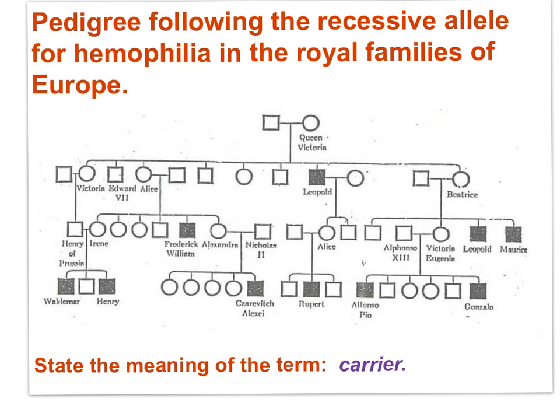Here is the pedigree following the recessive allele for hemophilia in the royal families of Europe. This is an actual pedigree. Males are squares, females are circles, and notice the high frequency of males with hemophilia. This is a clue that the allele is X-linked. All of the unaffected mothers of the males with hemophilia are carriers. They are heterozygous. They have a single recessive allele for hemophilia. This would include Queen Victoria, Alice, Beatrice, Victoria, Alice, Alexandra, and Irene.